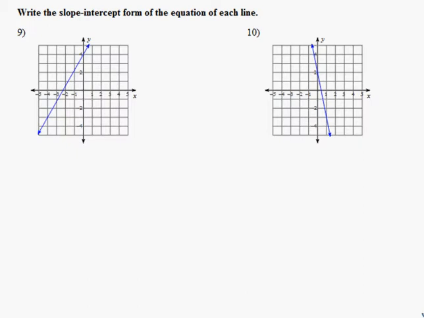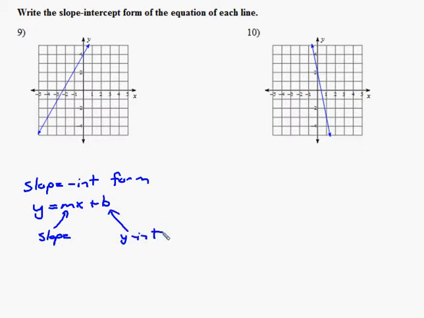These next 8 questions, we're going to be writing the equations of a line. We want them in slope-intercept form, and so we remember that slope-intercept form is y equals mx plus b. Remembering that this is our slope and this is our y-intercept.